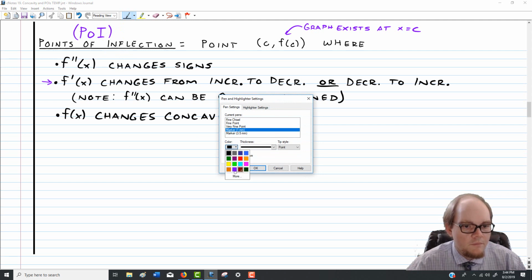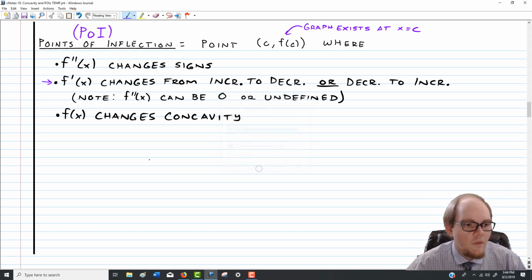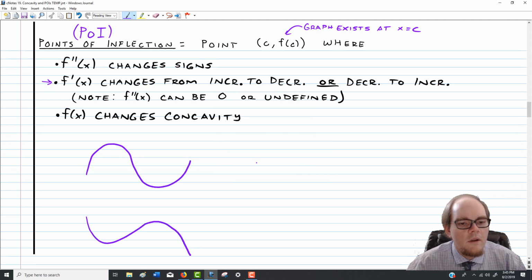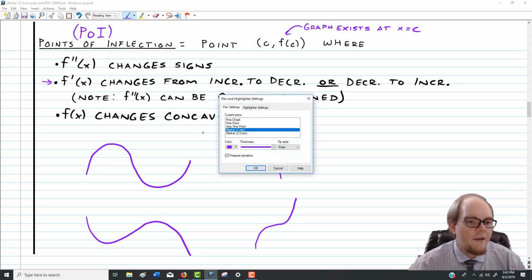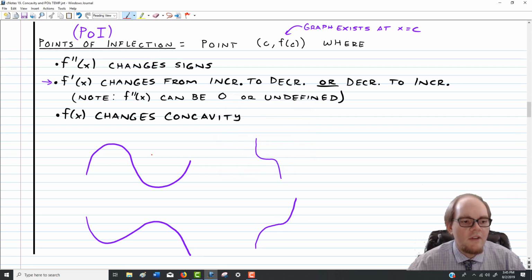So let me draw a couple curves here for us. So let's go with first that one. Let's go with that one. That one. So on each of these 4 graphs, there are clear changes in concavity.